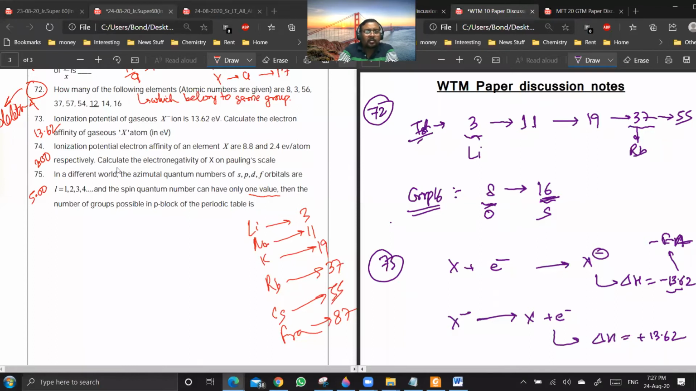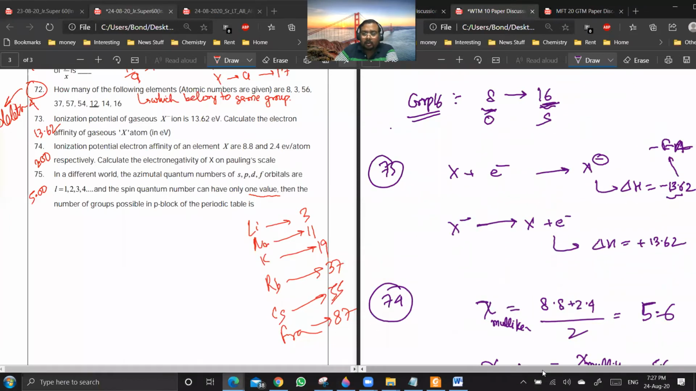It is an interpretation based thing. Are you getting a point? Sir, 74, it should be 2 by 2.8, no, sir. Can you first do 73? The 73rd one, minus 13.62. First understand what is the question saying.